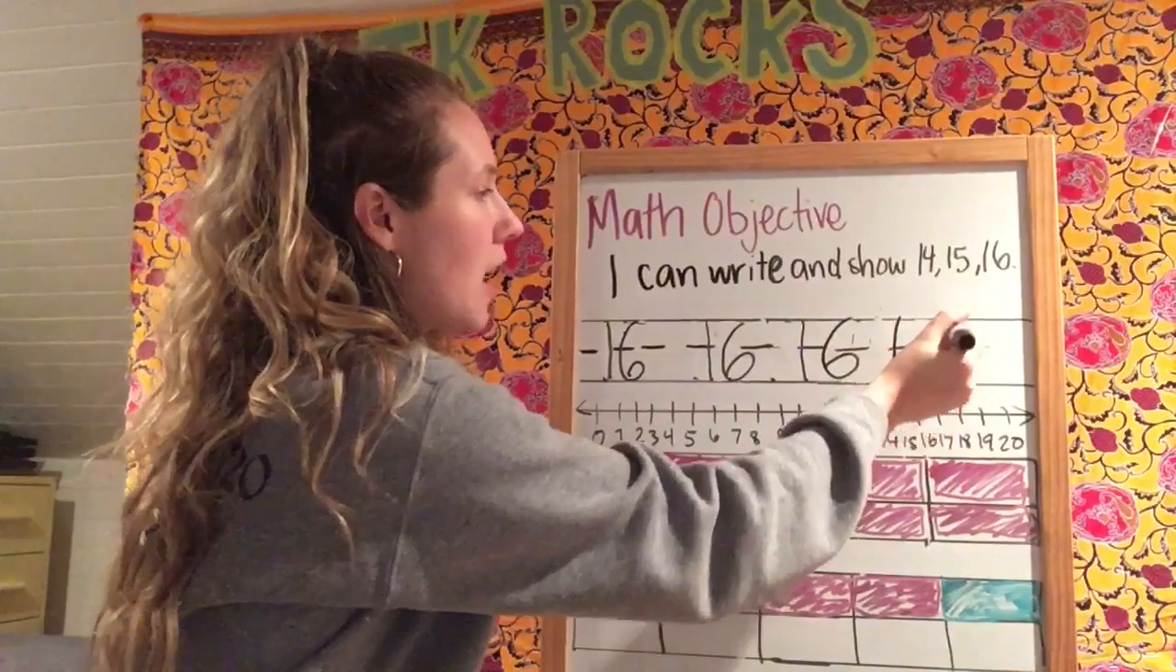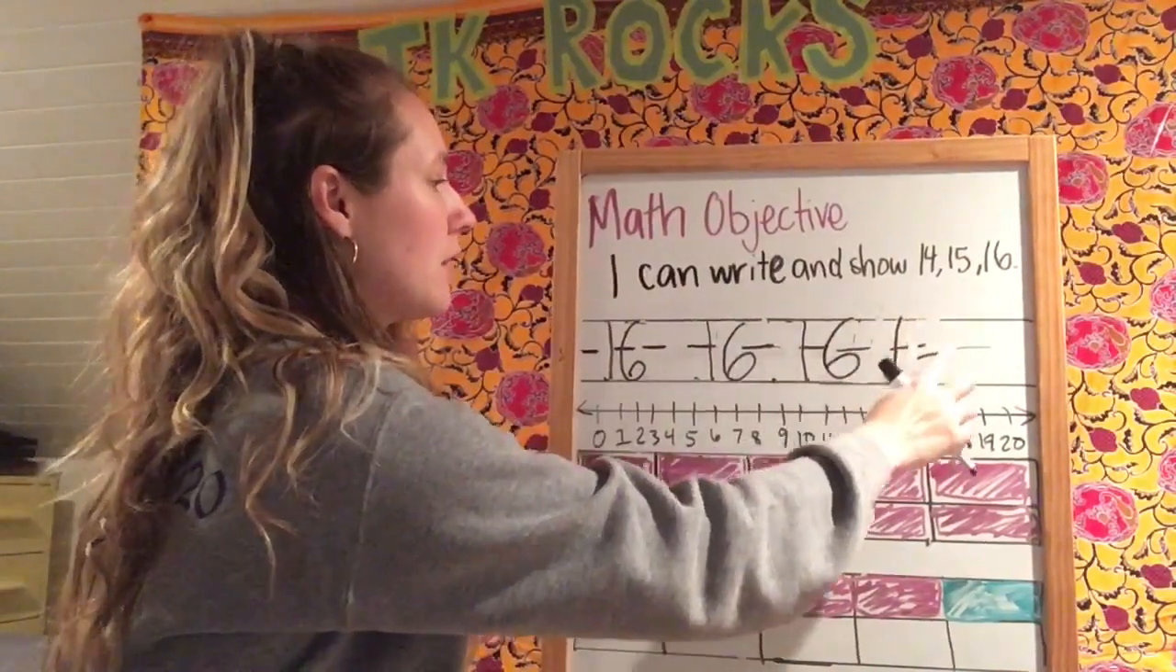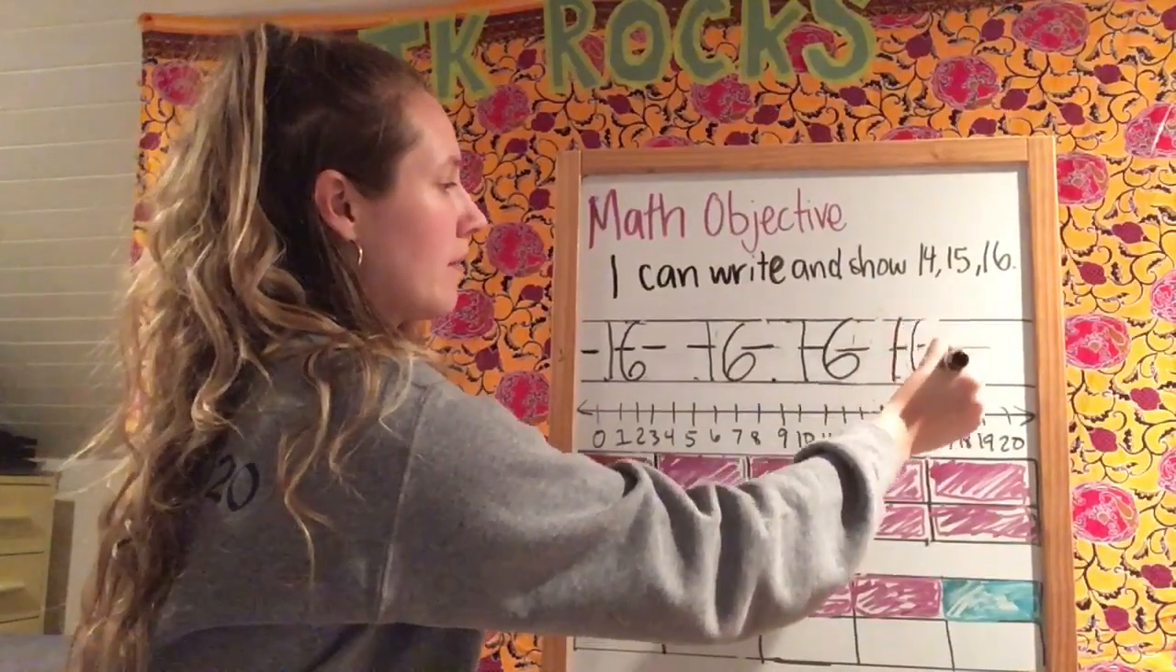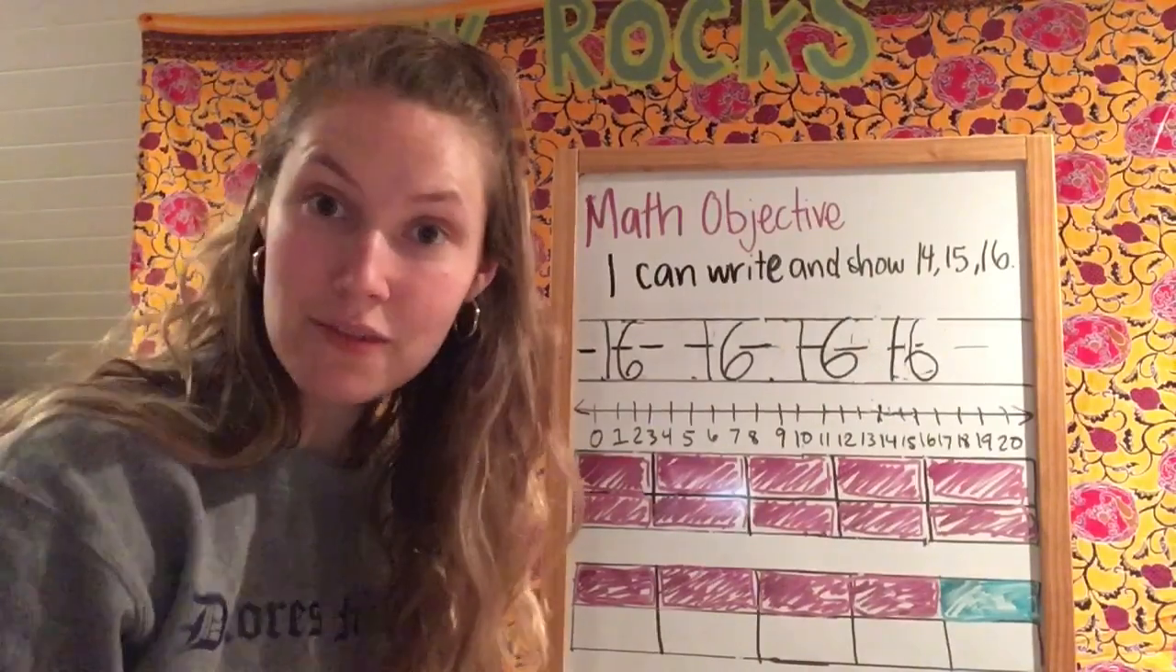Remember, we're starting from the top when we make our numbers. We always start from the top and go down. Oop, this one's floating, so I'm going to fix it. There we go. So there's my 16. Remember, you're going to trace and then write.